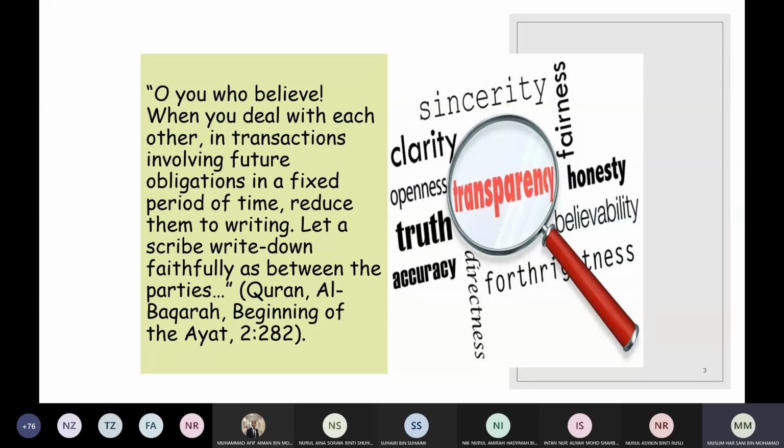Okay, so these are the importance of financial reporting. Possibly you already came across this verse from Surah Al-Baqarah, verse 282, on putting in writing. When there are contractual obligations, transactions involving future obligations or performance obligations in the future, they must be put into writing. So this is one way to justify financial reporting.